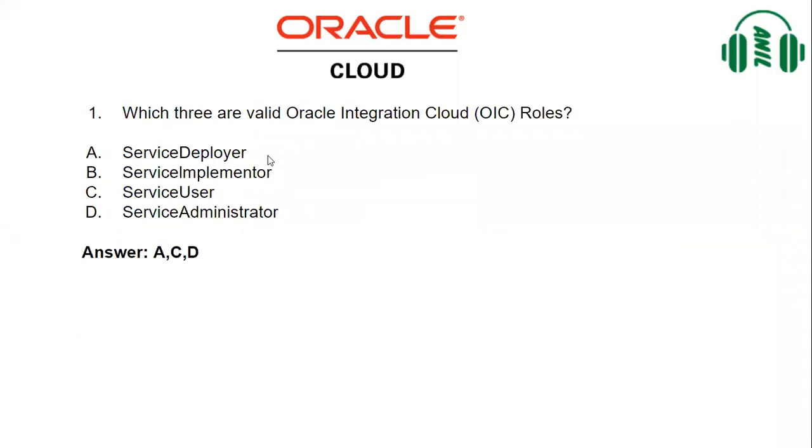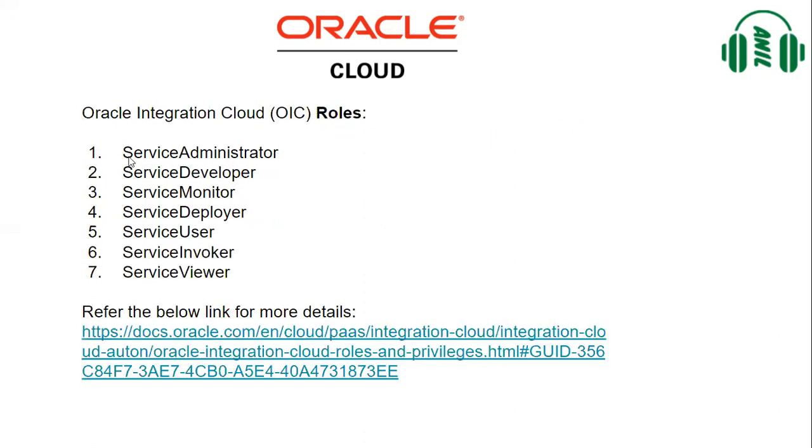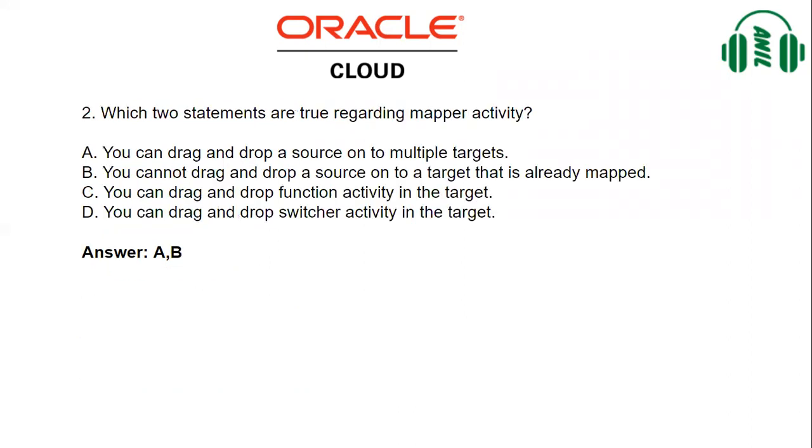So which 3 are valid Oracle Integration Cloud roles? A, C, D. B, ServiceImplementer, is not there. So the correct answer is A, C, D. When you want to answer this type of questions from the roles, you should be aware of these 7 roles from Oracle Integration Cloud. This also helps in interview questions. So let us move on to the next question.